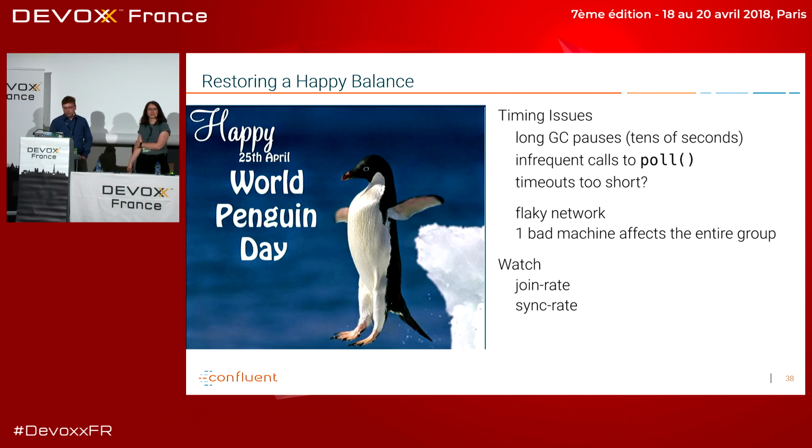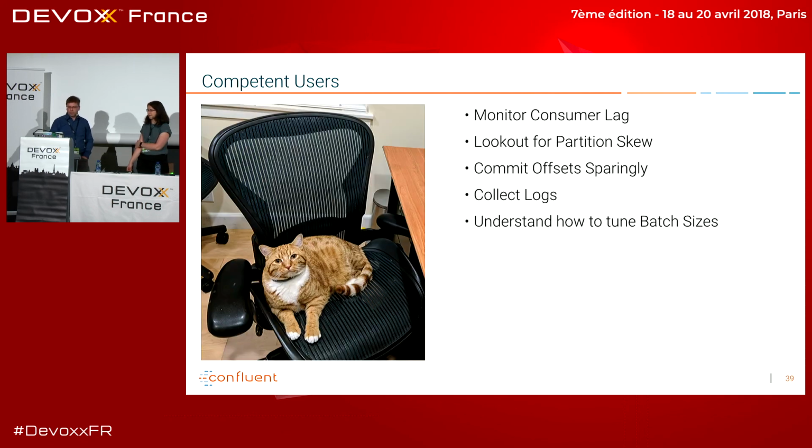constantly rebalance. And the way you can track that in your metrics, we have the join rate and the sync rate. The join rate basically tells you every time we send a join group request, the sync rate, the sync group request. And if you see very high rates at this point, that probably means you have a problem on the client side and something is causing the rebalancing. You want to start digging a bit deeper.